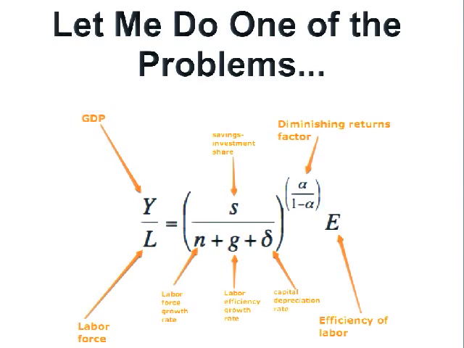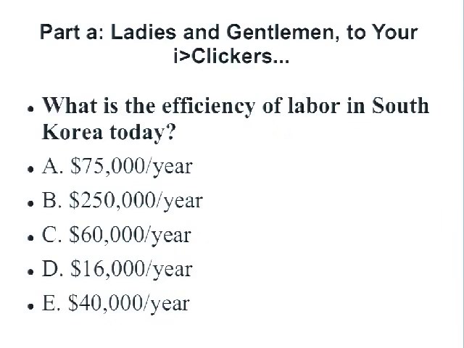And if you know how the efficiency of labor behaves over time, and if you know that the economy is on its balanced growth path, so that this gives you its capital intensity, you can figure out how prosperous it's likely to be. So, ladies and gentlemen, part A, to your eye clickers. What is the efficiency of labor in South Korea today in this particular model? We had our problem, South Korea had a GDP per worker level of 40,000. It had a savings rate of 27.5%. It's had a population growth rate of 1%, a depreciation rate on capital of 5%, and a rate of growth of the efficiency of labor of 5%.